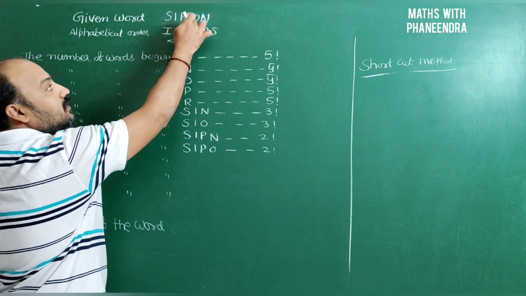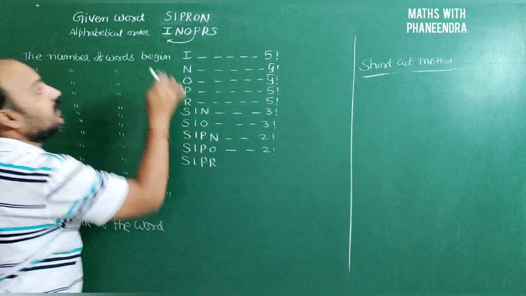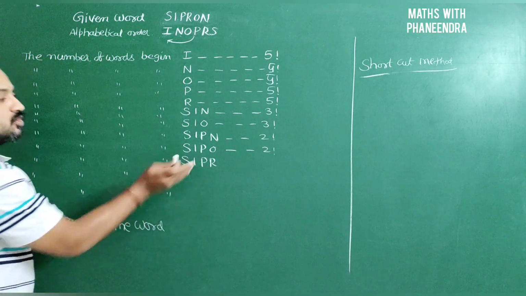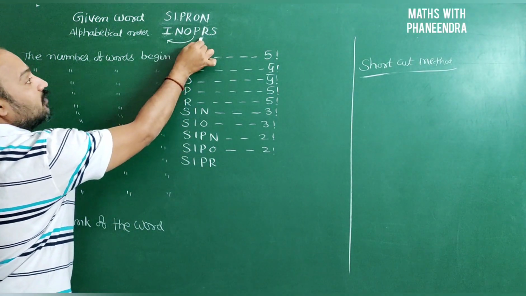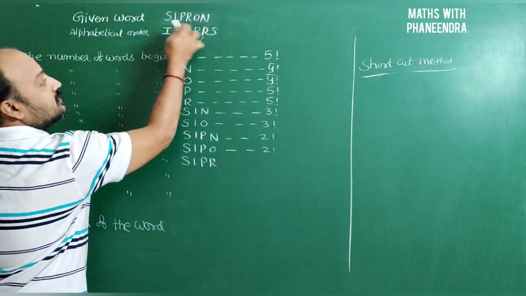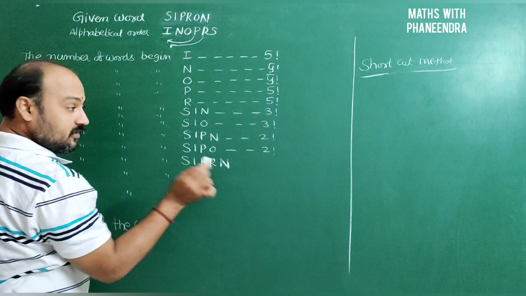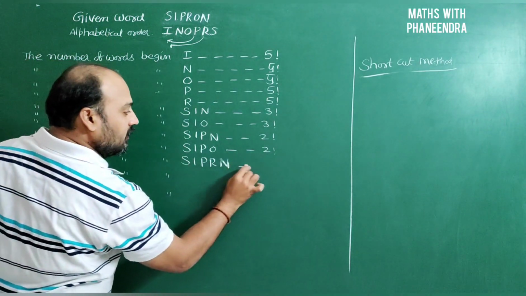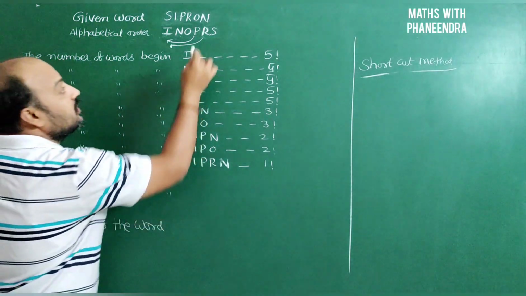SIPR is already there, no? So SIPR is already there in the given word Cipron. So you can fix SIPR. Again from R you can come back. SIPRN. So the words which begin with SIPRN, only one letter is remaining. So it can be done in one factorial ways.